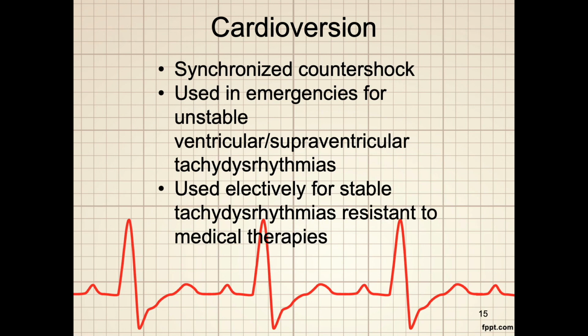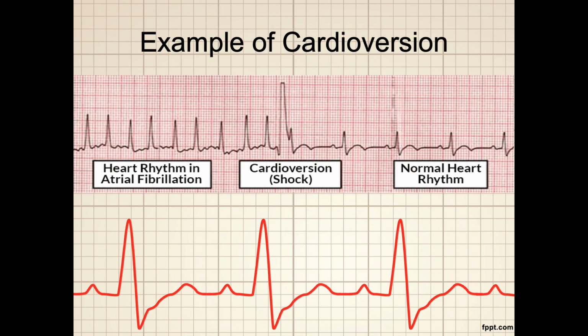Well, what is cardioversion? Cardioversion is a synchronized countershock. It is used in emergencies for unstable ventricular or supraventricular tachydysrhythmias, and it can be used electively for stable tachydysrhythmias that are resistant to medical therapies. So cardioversion can also be used for such rhythms as atrial fibrillation with a rapid ventricular response and atrial flutter with a rapid ventricular response. Synchronized cardioversion is designed to depolarize the ventricles all at once. What we hope to do is to take control of the rhythm of the heart.